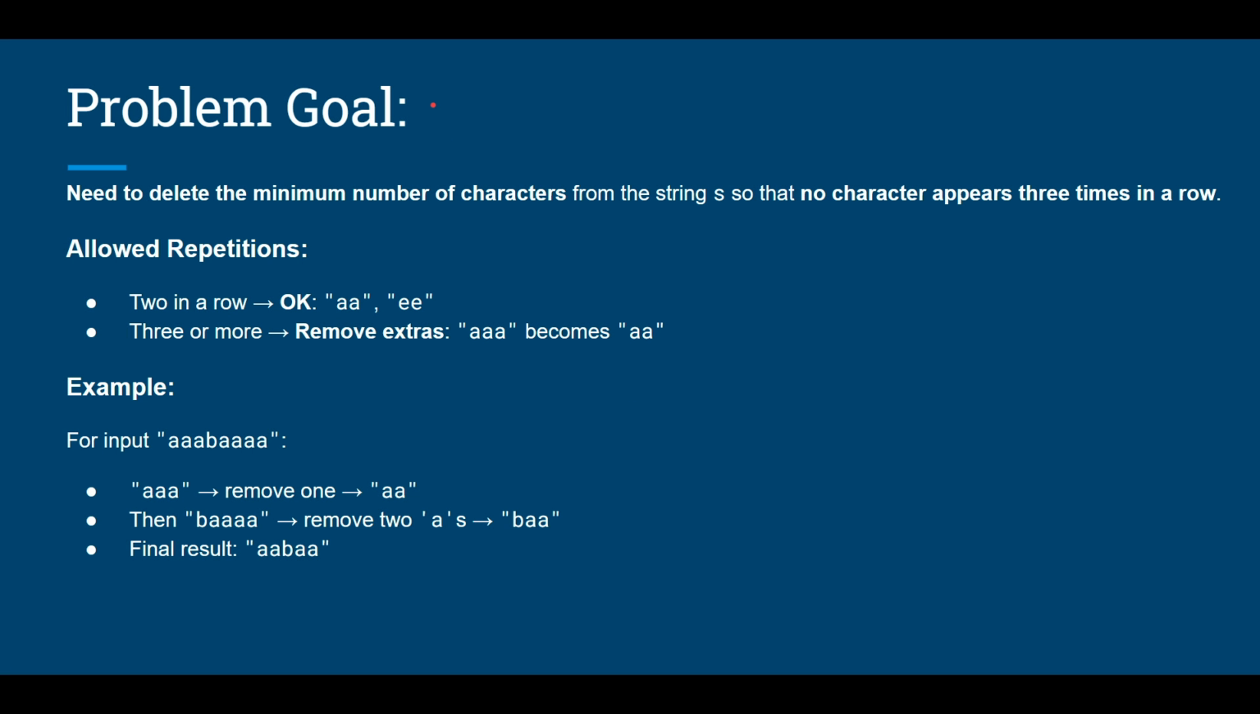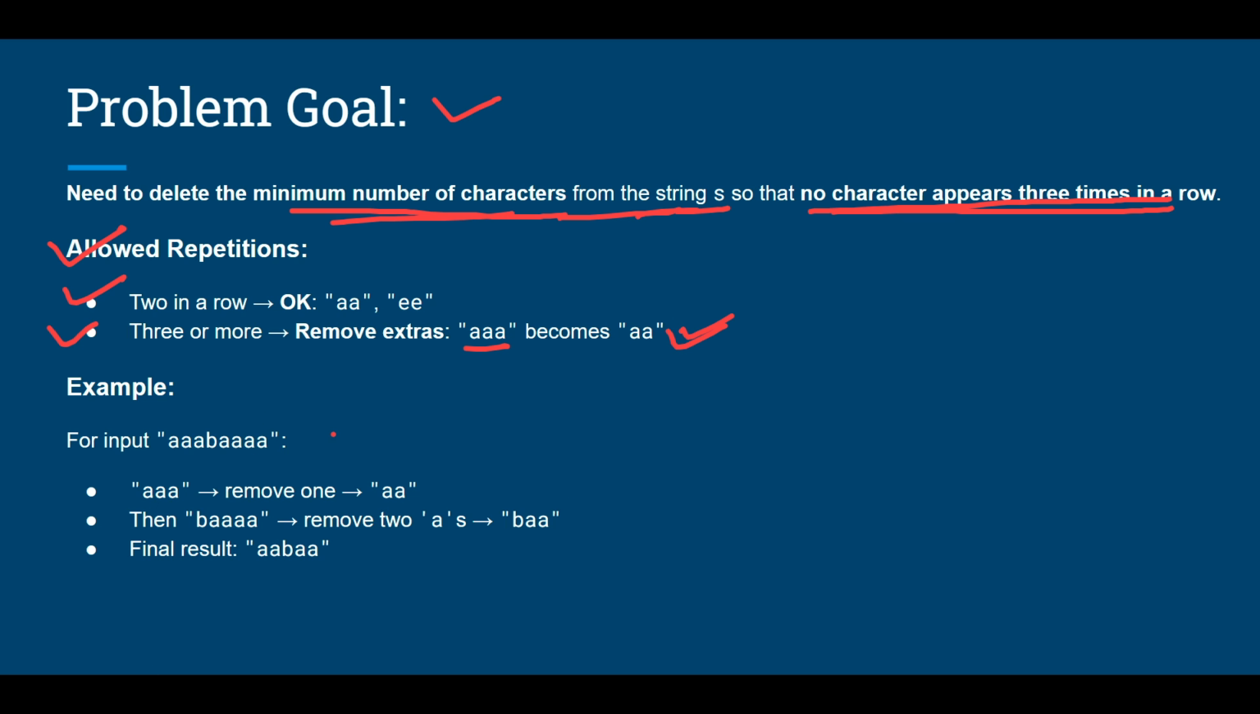So what is our goal? We need to delete the minimum number of characters from the string s so that no character appears three times in a row. Understood? Two in a row is okay, it is allowed, like double A. If three or more are there, remove the extras and make it double A. If we have extra, we will remove that and make it like this.